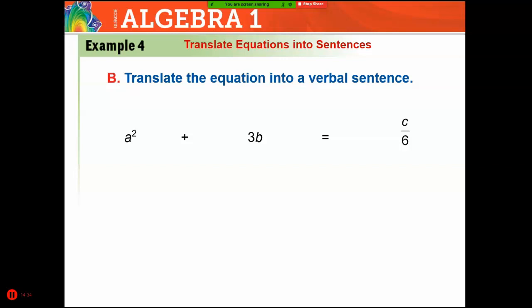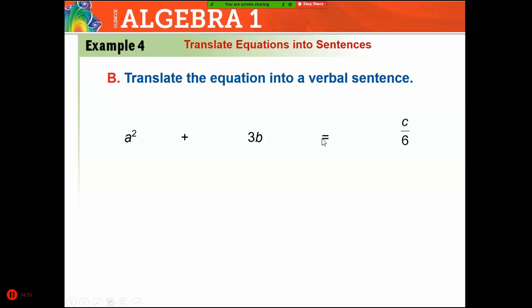Give me a math term to tell me what 3B means. Like what's happening with 3 and B? What are we doing to those two pieces? Multiplying them. So we could say the product of 3 and B. You could say 3 times B. You could say 3 multiplied by B.